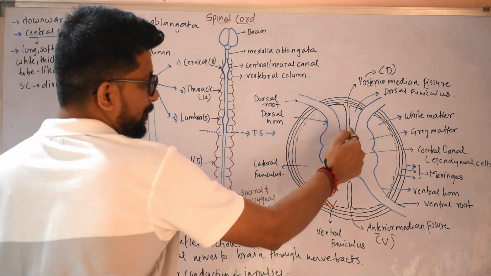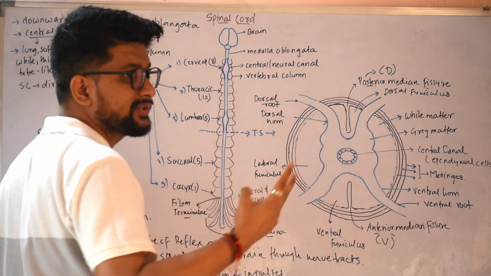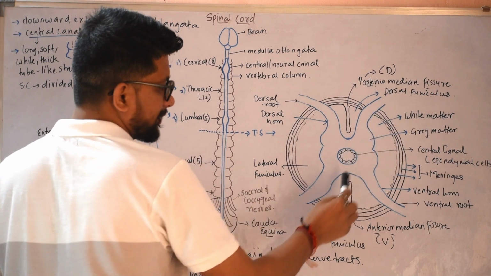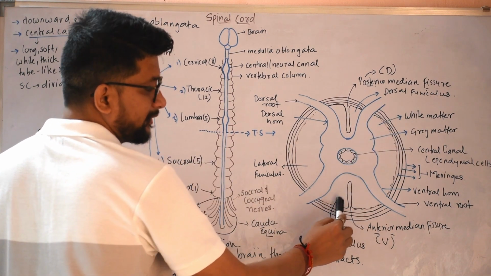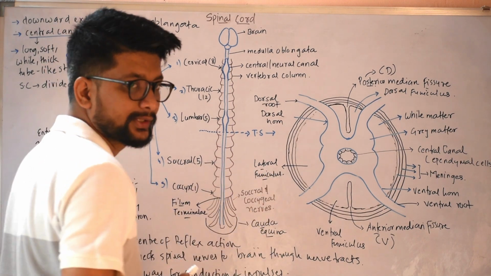Due to this posterior and anterior fissure, this whole white part is divided into 3 regions, that is known as funiculus. This upper part is known as dorsal funiculus, this ventral part is known as ventral funiculus and this lateral part is known as lateral funiculus.